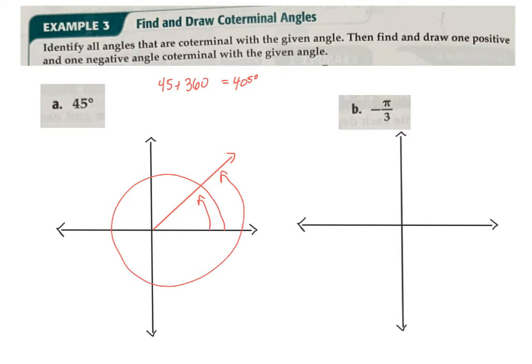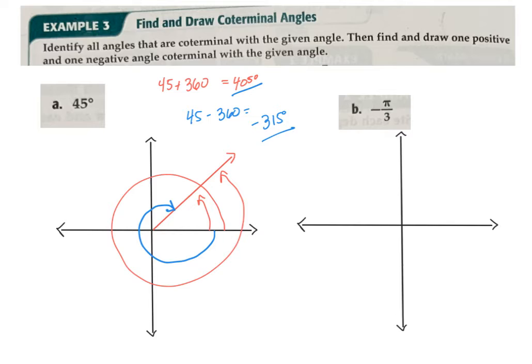All right? Let's say they wanted a negative coterminal. I'm going to take that 45 and I'm going to subtract 360. And that's going to give me negative 315. This is coterminal. What happens on the 315 is I start here and I go this way. That's 315 degrees. Okay? Add 360. That's coterminal. Subtract 360. That's coterminal.